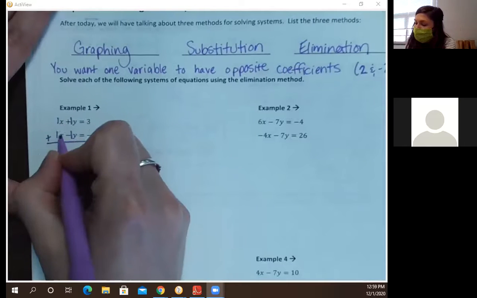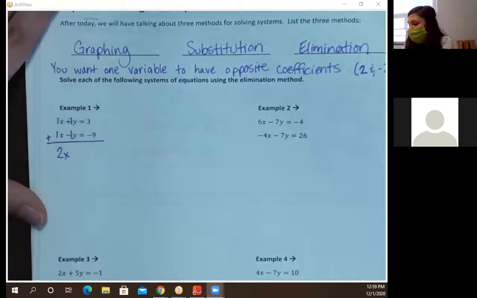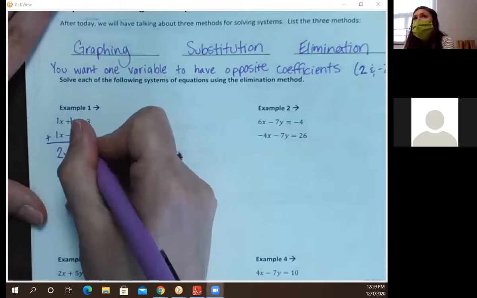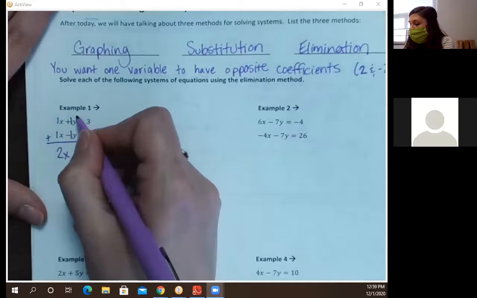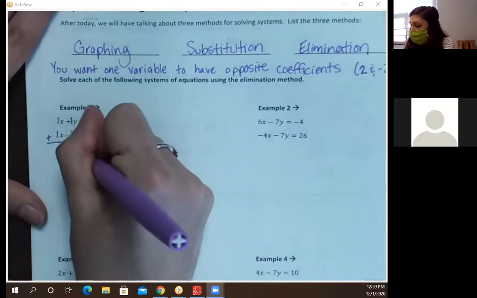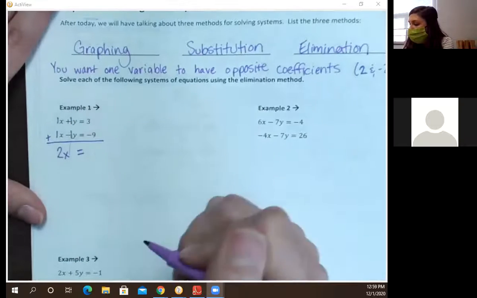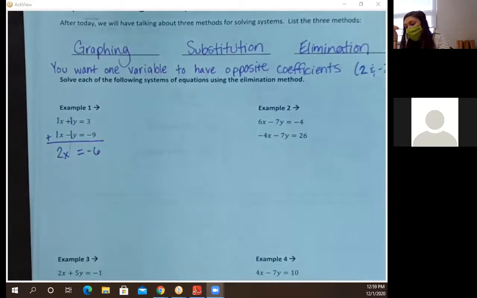So x plus x, or 1x plus 1x, would give me 2x. +1y minus 1y means I've got no more y's, right? Y's are gone. Equals 3 minus 9, that's -6. So I have eliminated the y's from this equation. That's why it's called elimination.